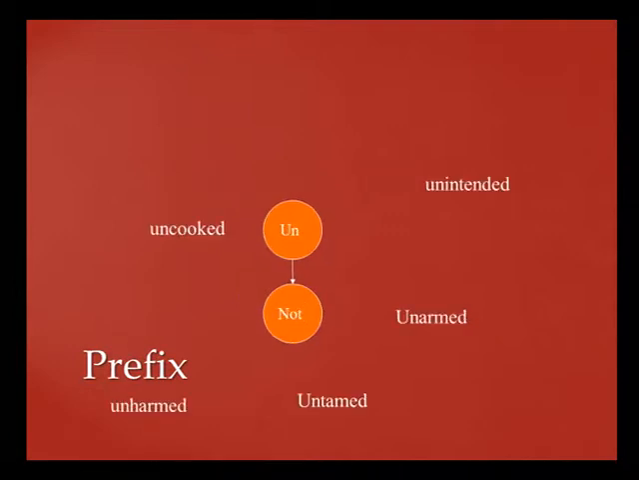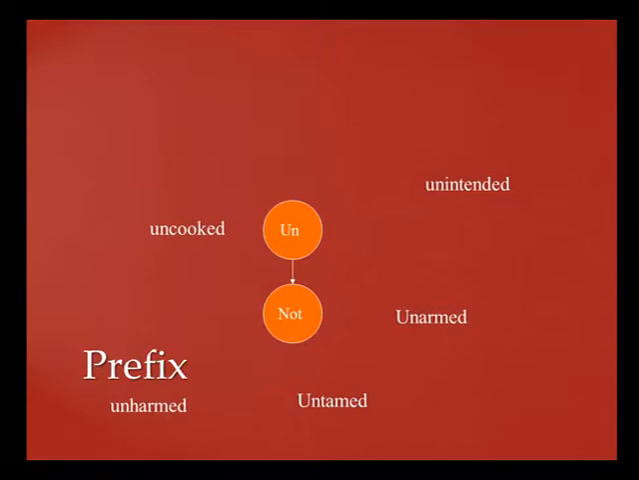The next root here is un. Un is also used in the negative manner, like the prefixes a, an, or in. Unintended, when there is no intention of doing it. Unarmed, having no arms. Untamed. Untamed is somebody who's uncontrollable. Tame is when you make somebody or something homely. Untamed, which cannot be controlled. Unharmed, uncooked are all prefixes for not. They give it a negative meaning.